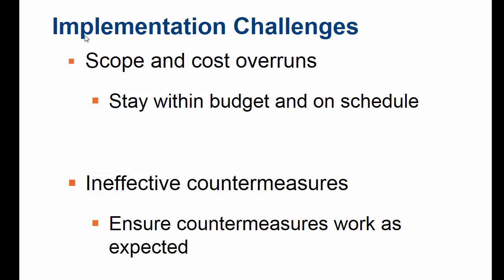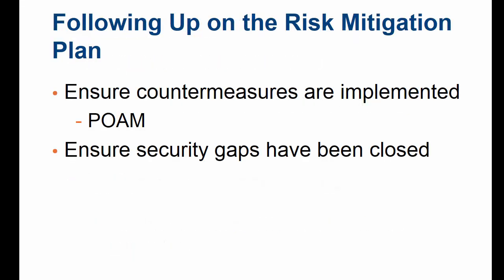Implementation challenges: scope and cost overruns, stay within your budget. We've mentioned this several times. Ineffective countermeasures, basically make sure your countermeasures work as they're expected to. Have a follow-up on the risk management plan. Ensure countermeasures are implemented. A lot of people call this a POAM, not a poem, but a POAM, which is a plan of action and milestones.